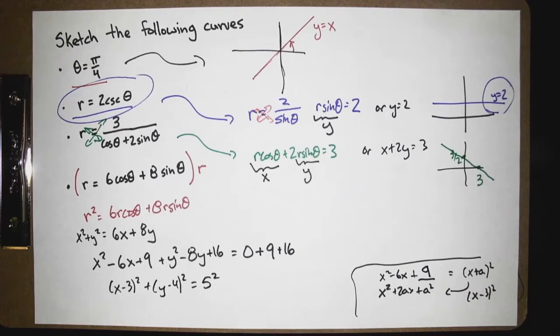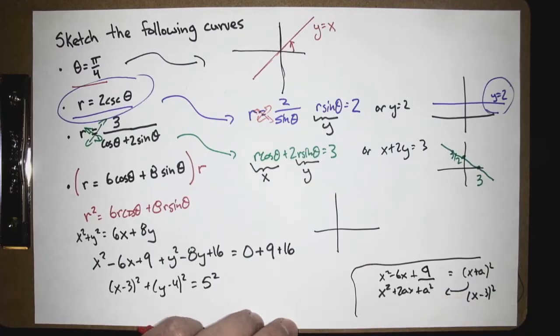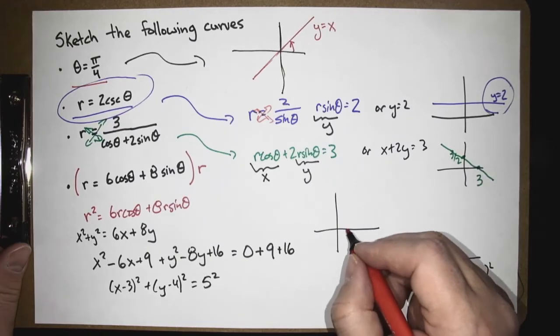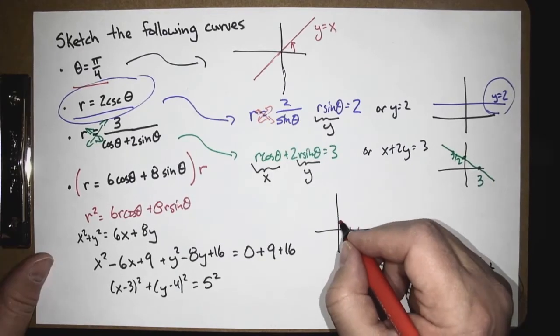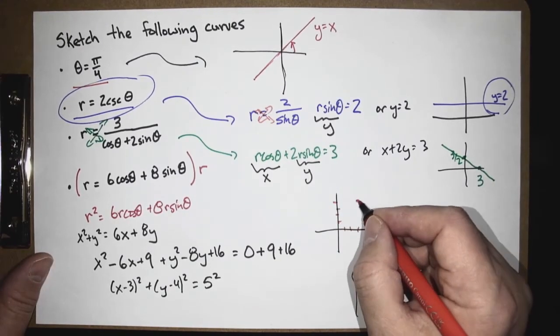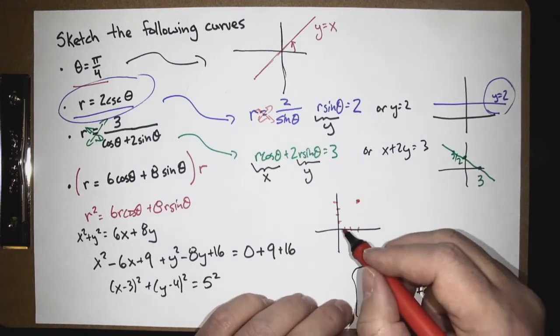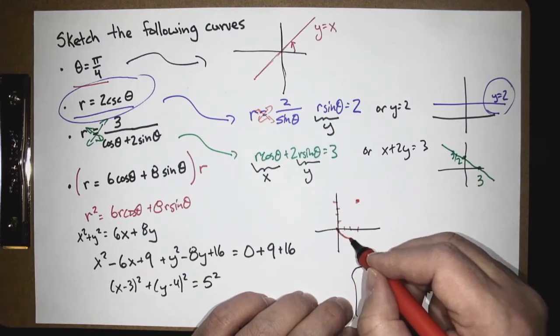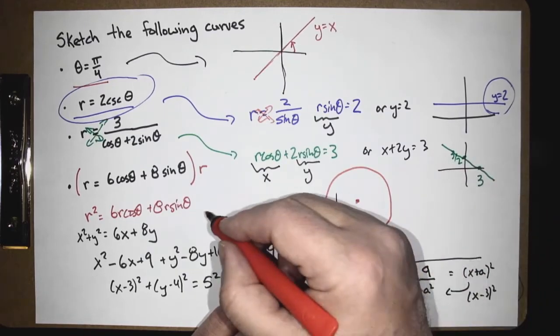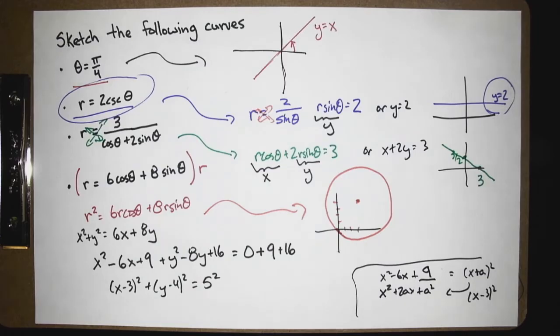What shape have we just found? Circle. Can you tell me anything about this circle? Where's the center? 3, 4. Okay, there's 3, 4. What's the radius? 5. And it turns out it will go through the origin. So there we go. That's the curve.